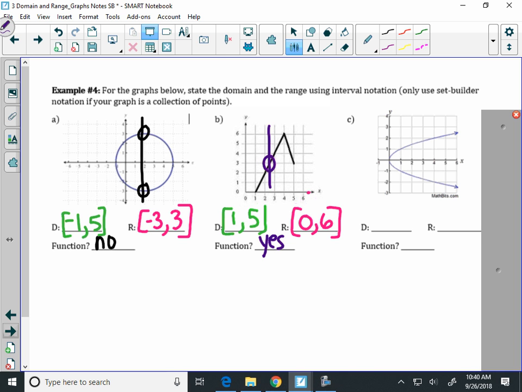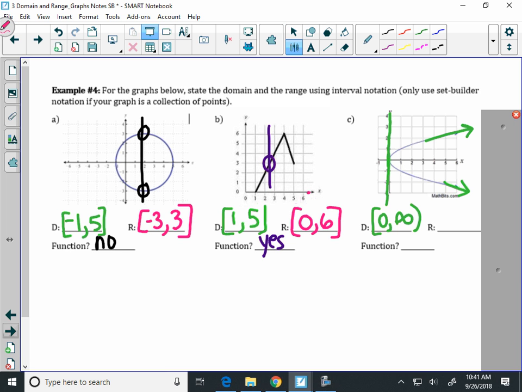Third one here. All right, let's start with our domain. I go from the left, where my leftmost x value is at 0. That gets a bracket. But notice on the right, there are 2 arrows that go to the right forever. That means your graph stretches to infinity, and infinity always gets a parenthesis.